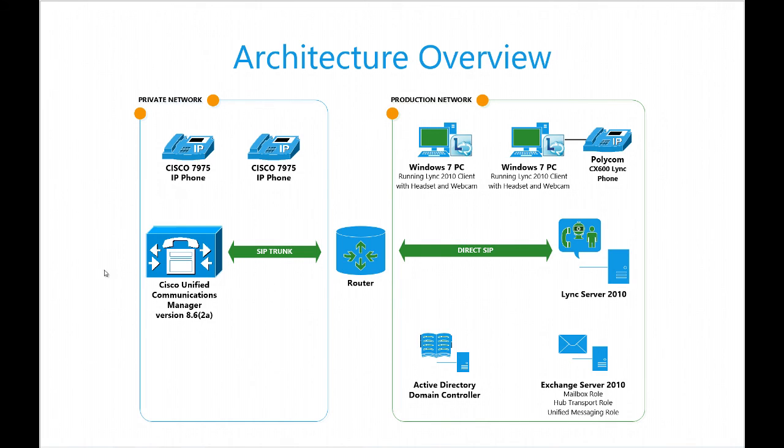As you can see, we've deployed a Cisco Unified Communications Manager version 8.6, along with a pair of Cisco 7975 IP phones. In the production network, we've deployed Microsoft Lync Server 2010, and Microsoft Exchange Server 2010 with the unified messaging role to handle our voicemail. On the client side, we have two Windows 7 PCs running Lync 2010 client, both with headsets and webcams attached. One of the clients also has a Polycom CX600 Lync telephone connected. This allows an executive type to still have the feel of a hard desk phone at a reduced cost comparably.